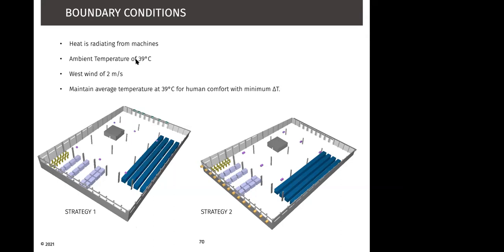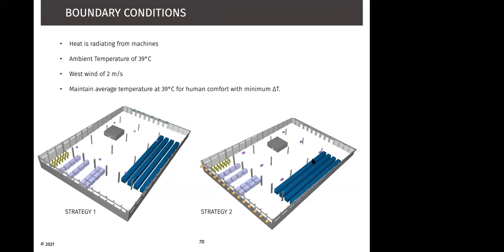And again, we have considered 2 ventilation strategies. One is that the exhaust fans are placed on this end of the factory, opposite to the equipment, with some fans placed in the center to propel the air from this end to this end.